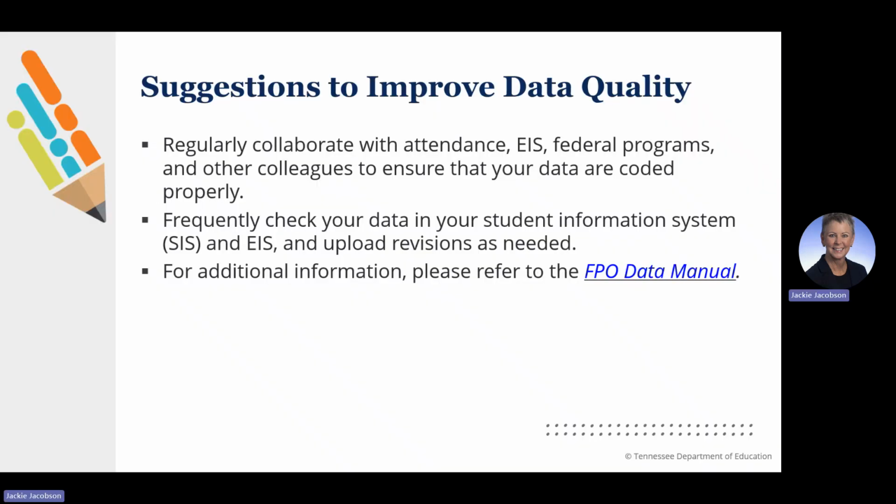Just a few suggestions for you to improve your data quality. Regularly collaborate with attendance, EIS, federal programs, and other colleagues to ensure that your data are coded properly. Frequently check your data in your student information system and EIS and upload revisions as needed. For any additional information, please refer to the FPO Data Manual.